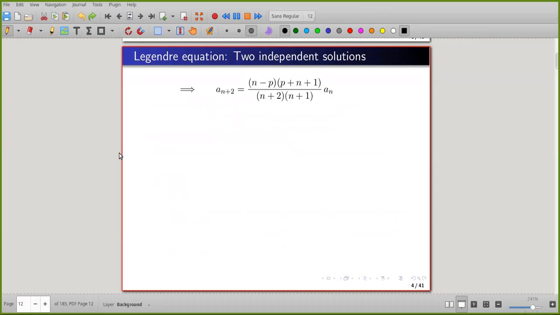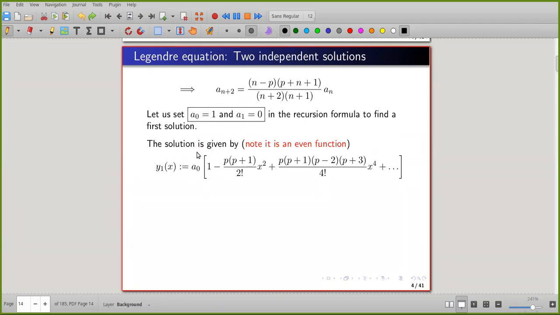Okay, so let's go to the next page. From this, we easily see that a_{n+2} is given in terms of a_n. And a_{n+2} is a function of a_n, p, and n. Okay. So let us set a0 equal to 1 and a1 equal to 0 in the recursion formula to find a first solution.